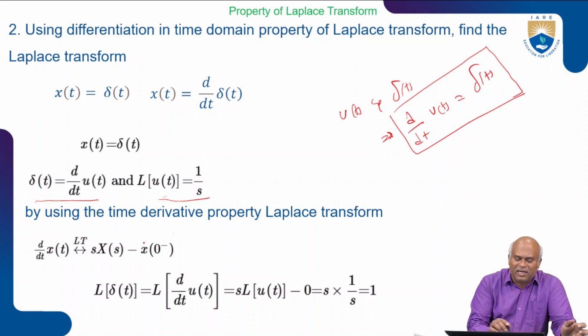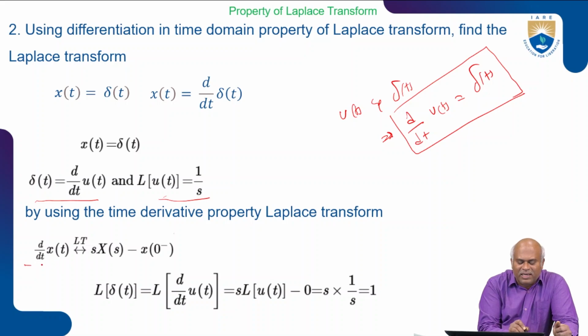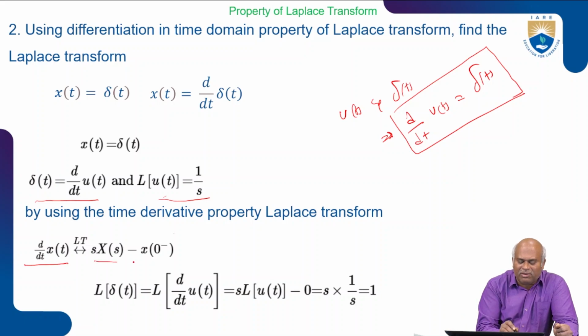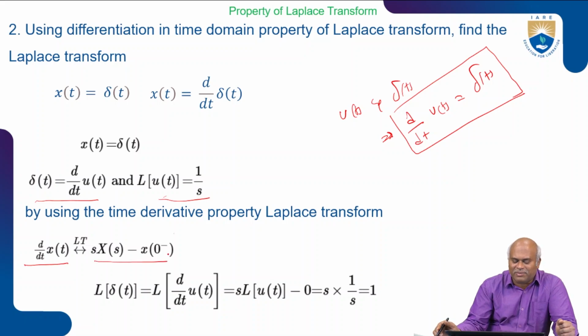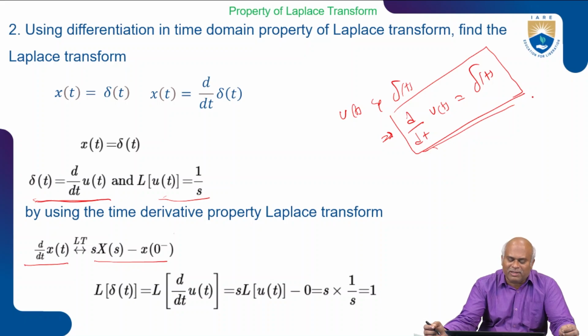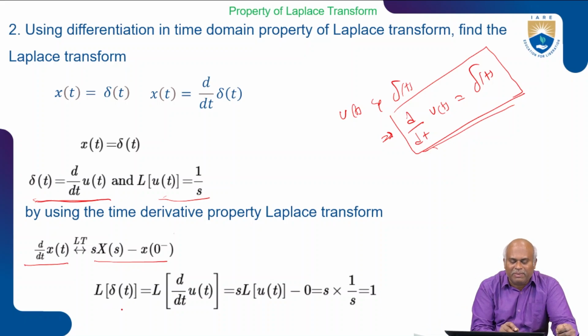By using the time derivative property of the Laplace transform, the Laplace transform of the derivative of x of t in the time domain is equal to s into X of s minus x of 0 minus. So we should substitute that. Then we represent the Laplace transform on both sides of the relation between u of t and delta of t. So the Laplace transform of delta of t is equal to the Laplace transform of d by dt of u of t.